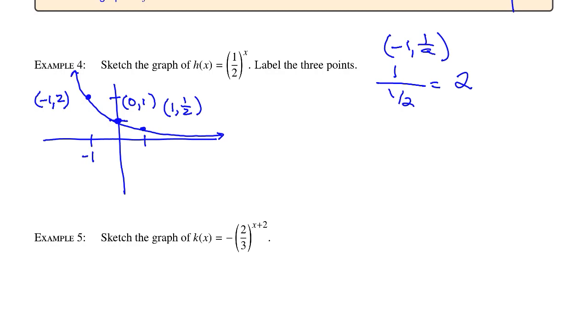Denote the horizontal asymptote. The asymptote this time is on the right side. The domain is all real numbers. The range is 0 to infinity. The horizontal asymptote is still y equals 0.